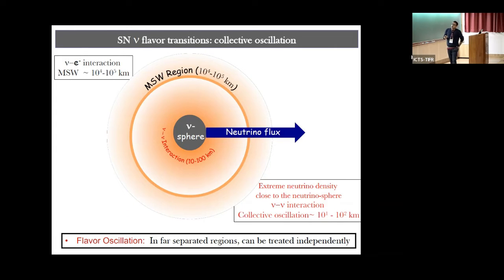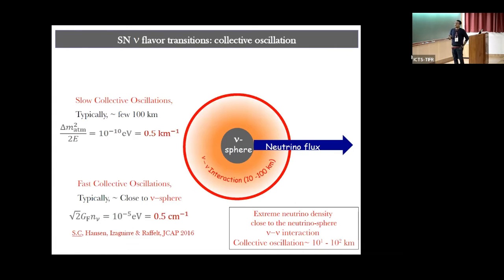But now it has recently been pointed out that these collective oscillations can be of two kinds. What we used to know as typical collective oscillations are now called the slow collective oscillations. These are basically dominated by the delta m square, and for a typical supernova the frequency comes out in inverse kilometers, and this happens over a few hundred kilometers. But then there is the other kind of oscillation which has also been seen.